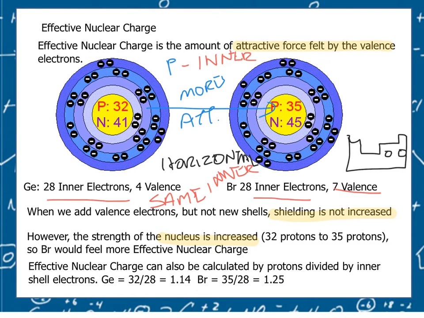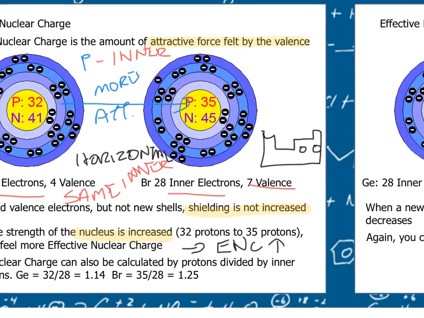So the takeaway here is that effective nuclear charge increases as you go to the right. Going to the right, ENC gets bigger. If you're a mathy person, what I'm doing here is taking my protons, my positive force, and dividing it by my repulsive force. So Ge, 32 attraction, 28 repulsion, is smaller than 35 with 28 repulsion. Okay? Now we're going to compare vertically.